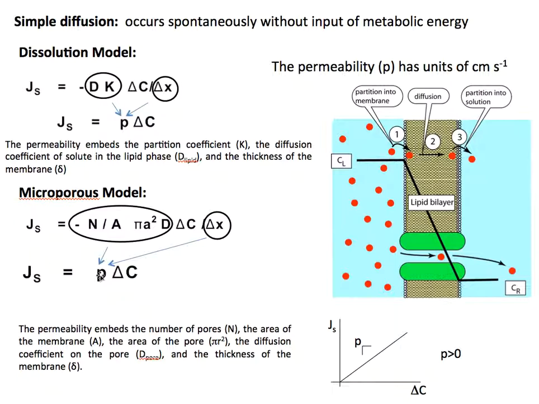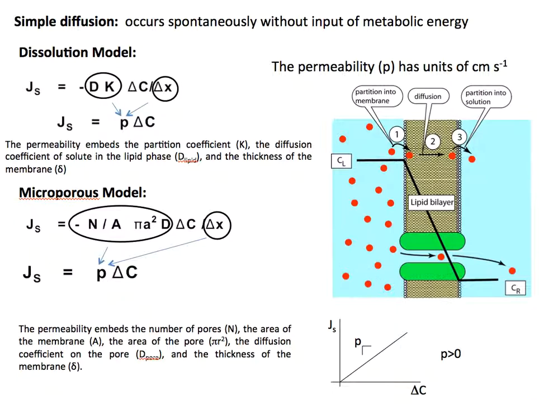Here, again, we're just emphasizing the fact that J_S is like Y, P is your slope, and delta C is X. So it's Y equals AX. What this means is that the higher the concentration difference, the higher the J_S, the higher the flux of solute. P you can see as the slope, and P is always, again, positive.